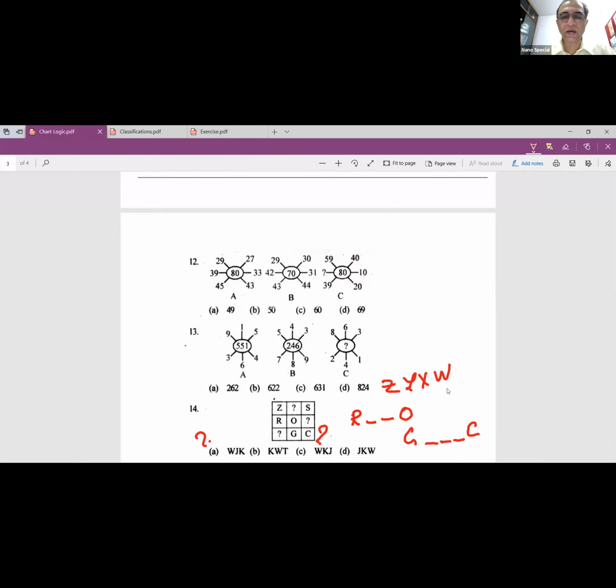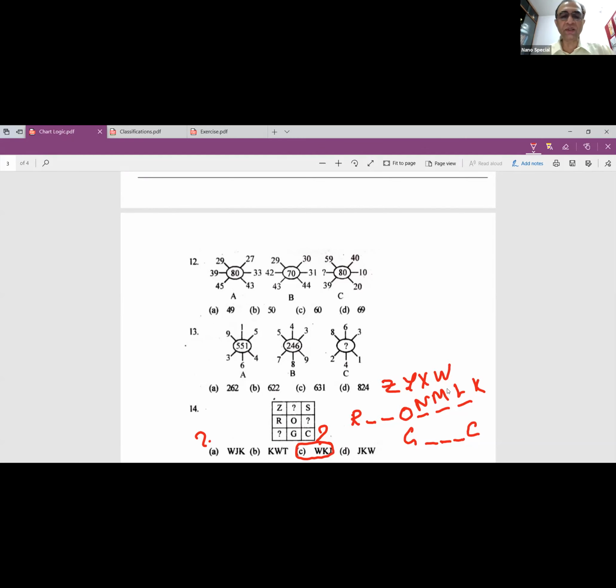Next, after R, O, there should be a 3-letter gap. 1, 2, 3. That 3-letter gap would lead us to N, M, L, and then K. So the next letter after W should be K. There is only one option satisfying that, and that is C. So therefore, the answer is C.